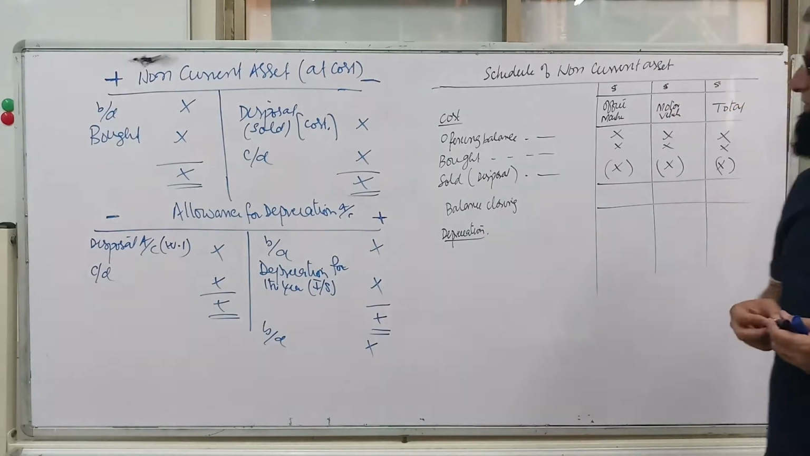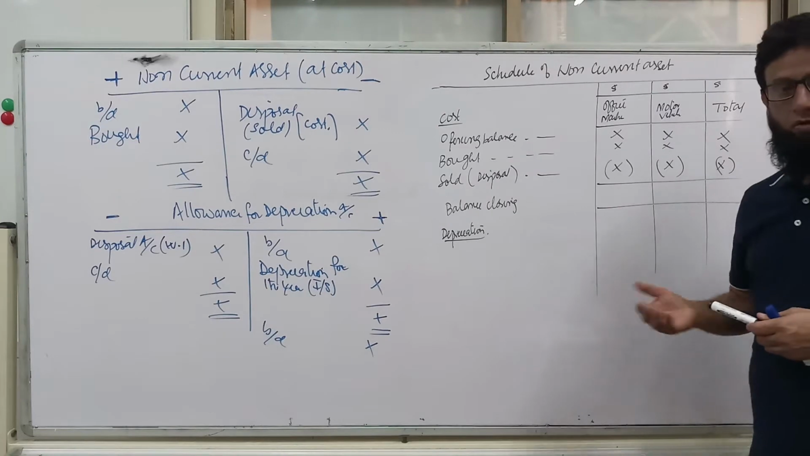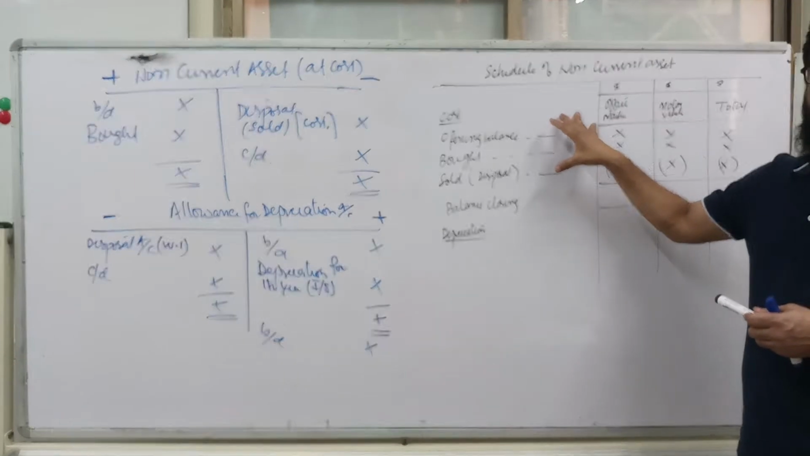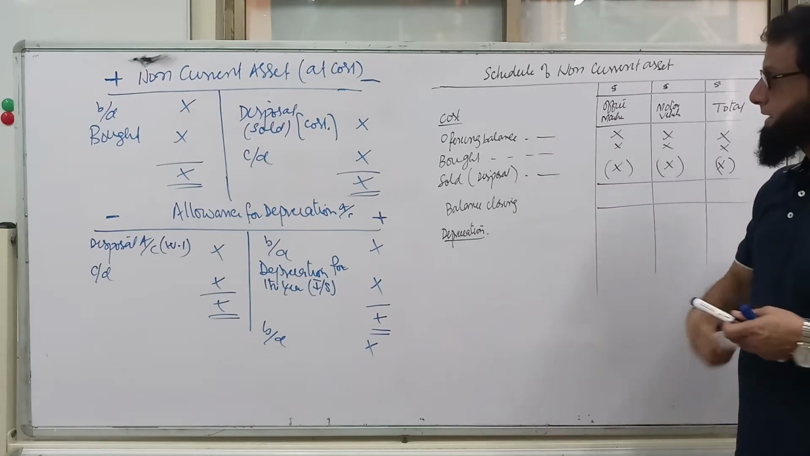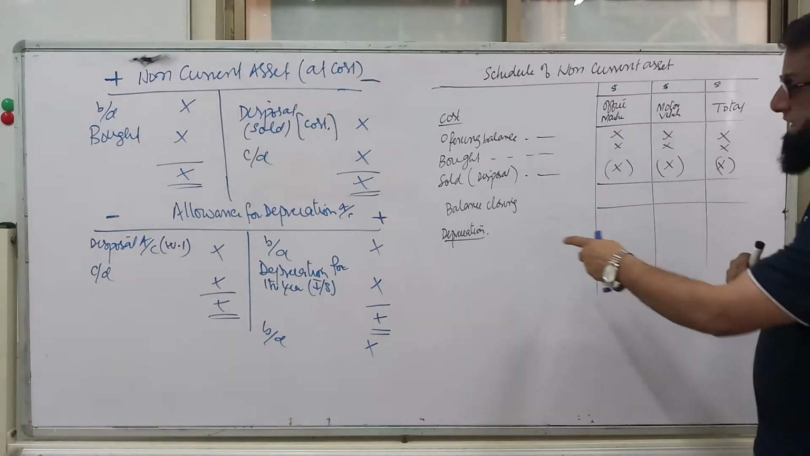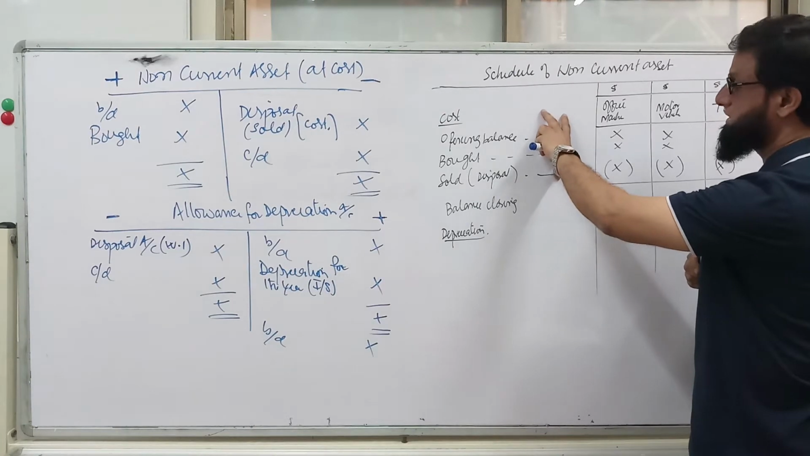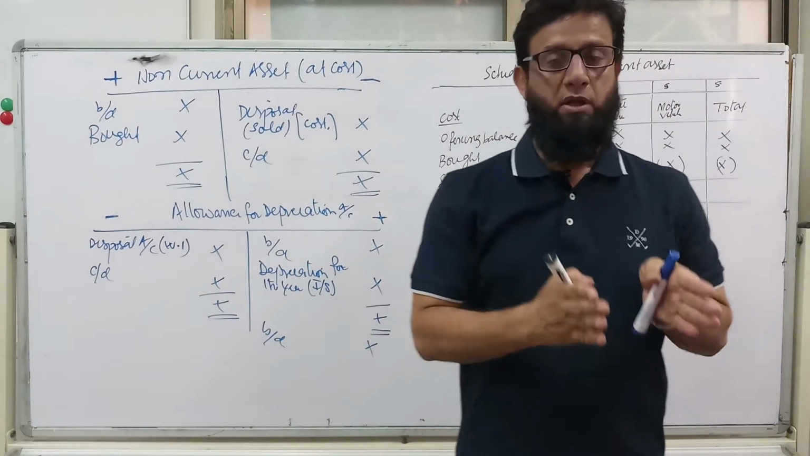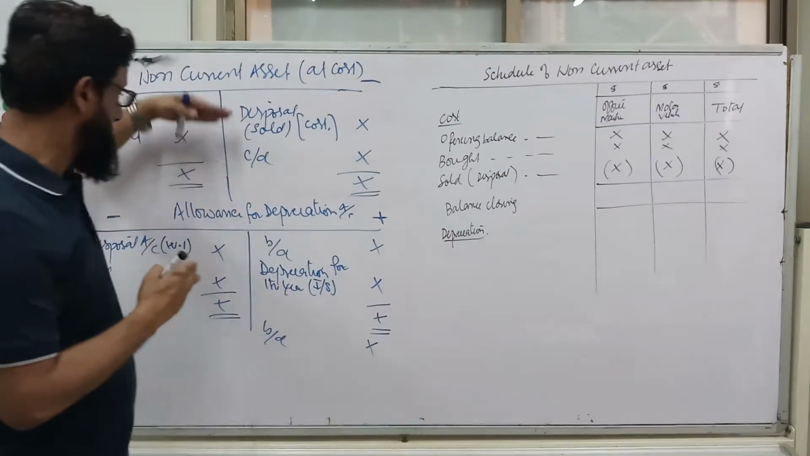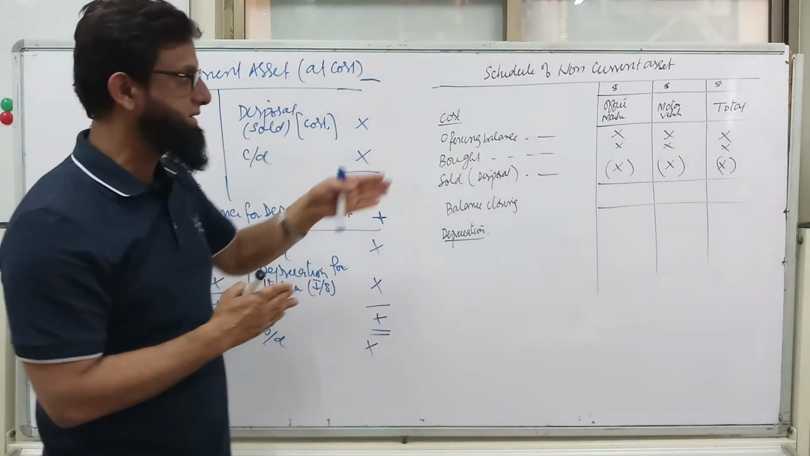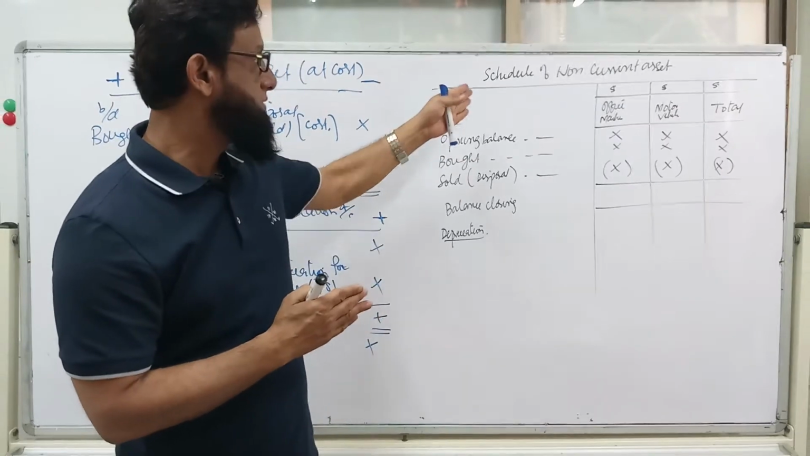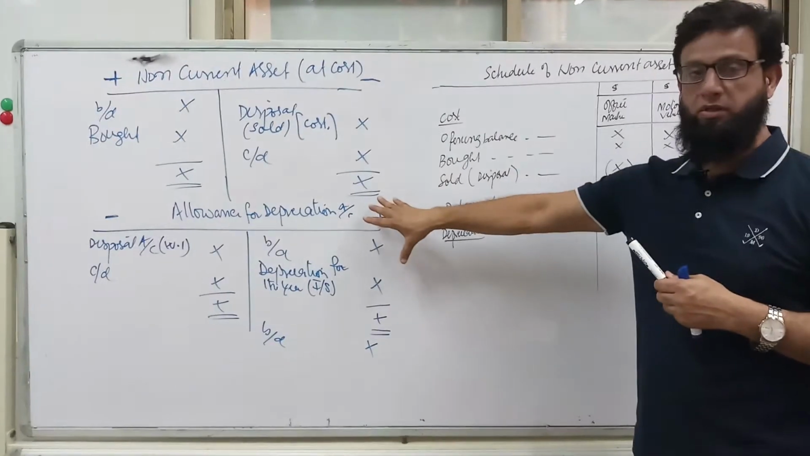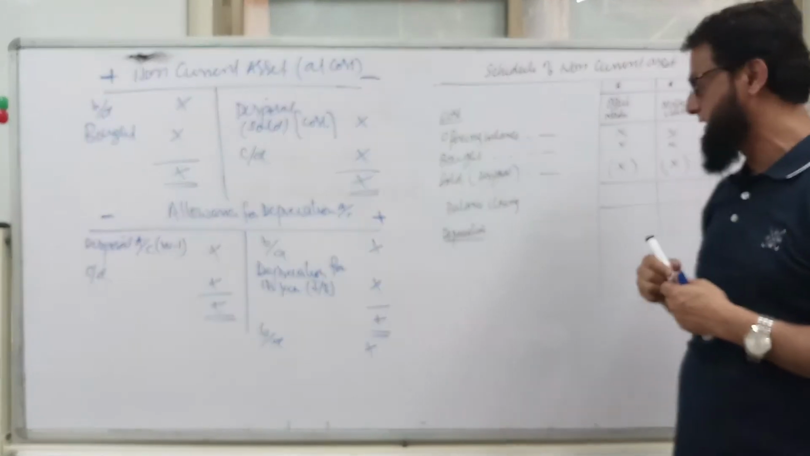Okay, student, this is the continuation of video number 2 where we were discussing the schedule of non-current asset. This is the third video, right? We were talking about depreciation. Basically, the schedule of non-current asset is not a different thing. If you know the T account, then you can draw this T account in vertical format, and it is known as schedule of non-current asset. It's not difficult. If you know T account very well, then you can easily prepare a schedule of non-current asset.